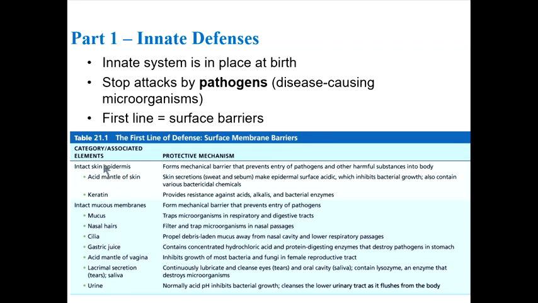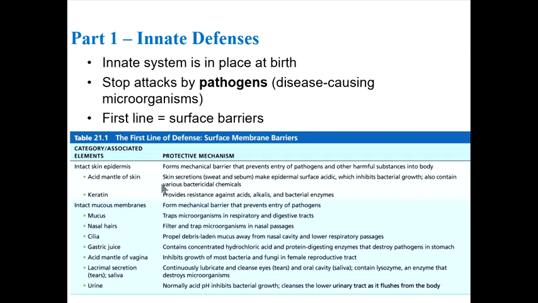Our intact skin or epidermis provides a first line of defense just because it's a barrier. Think of that chapter in A&P 1 in the integumentary system, the stratified squamous epithelial tissue, these cells that are packed together, they keep dividing, pushing cells towards the surface. That's a very difficult barrier for microorganisms to get through.